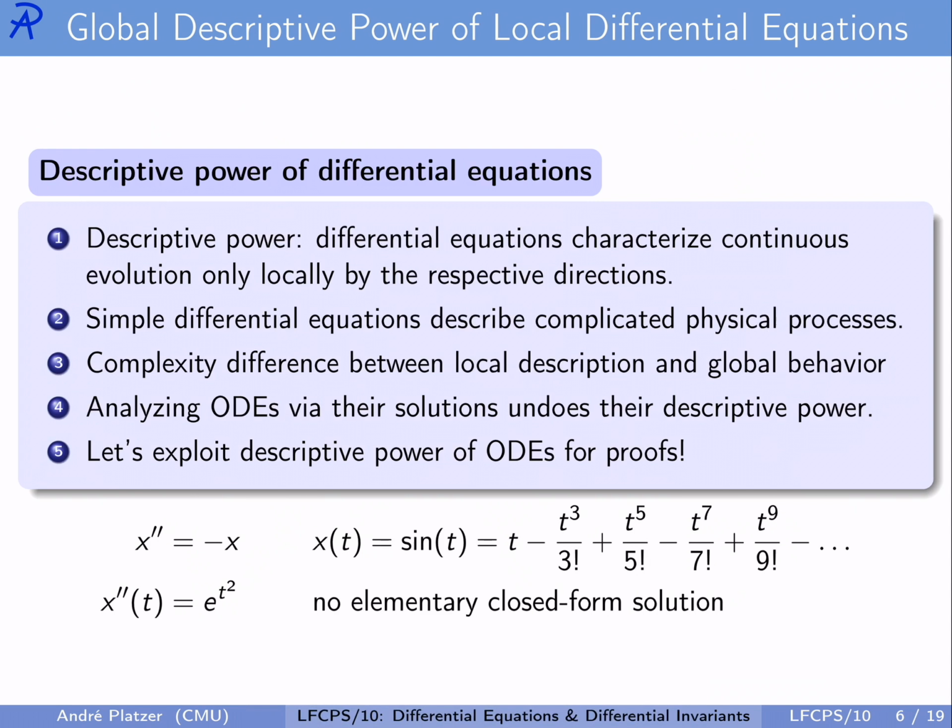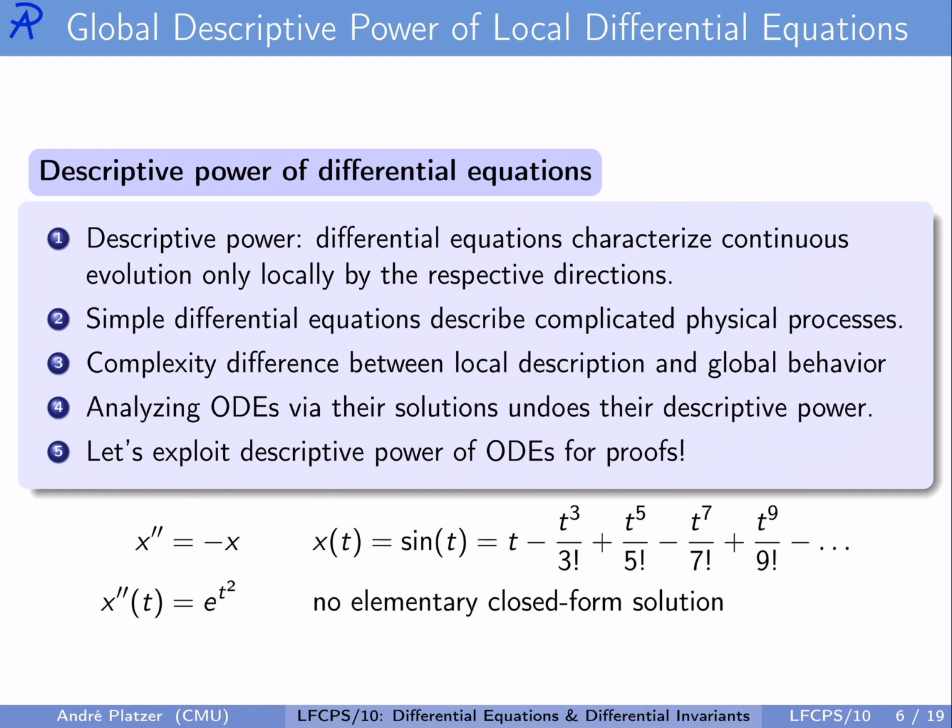The entire point is that differential equations characterize the continuous evolution of physical processes or other processes only locally by the respective direction into which the system goes. And it's much easier to say, even if the global behavior is very complicated, well, locally it's going this way. Even very complicated physical processes are thus described by fairly simple differential equations, which means there's a gigantic complexity difference between the local description, which is simple, and the global behavior, which is complicated. That explains why differential equations describe complicated processes in very simple ways.